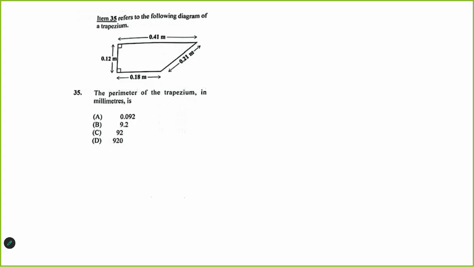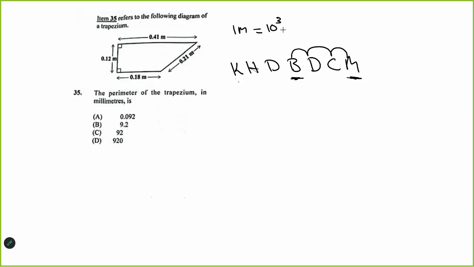Perimeter of the trapezium in millimeters. If you do not know the conversions, I remember I taught you guys: King Henry died by drinking chocolate milk. We're going from the base, which is meters, to millimeters. King is kilo, H is hecto, D is deca, B is your base, D is deci, C is centi, M is milli. Let's see how many spaces we jump: 1, 2, 3. So this would be 10 to the power of 3, which is 1,000. So 1 meter is equal to 1,000 millimeters.